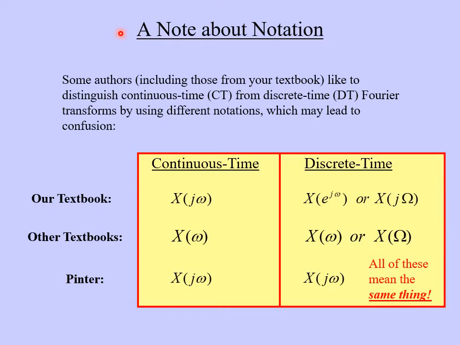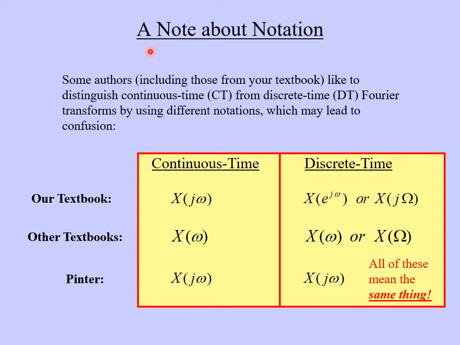Before we go ahead and start with examples and so forth, I just wanted to clarify some notation that's often confusing. It depends on the textbook that you use, or if you're doing some research by Googling things on the internet, you'll see different notations for Fourier transforms.